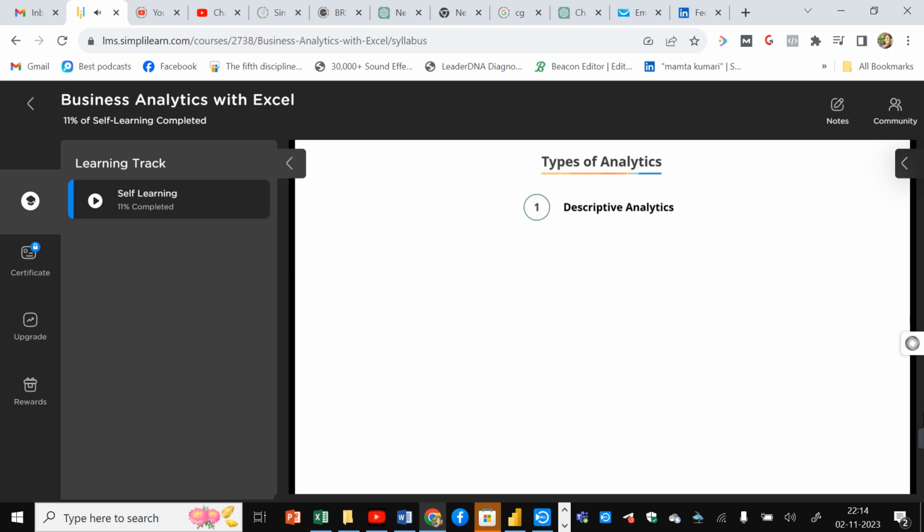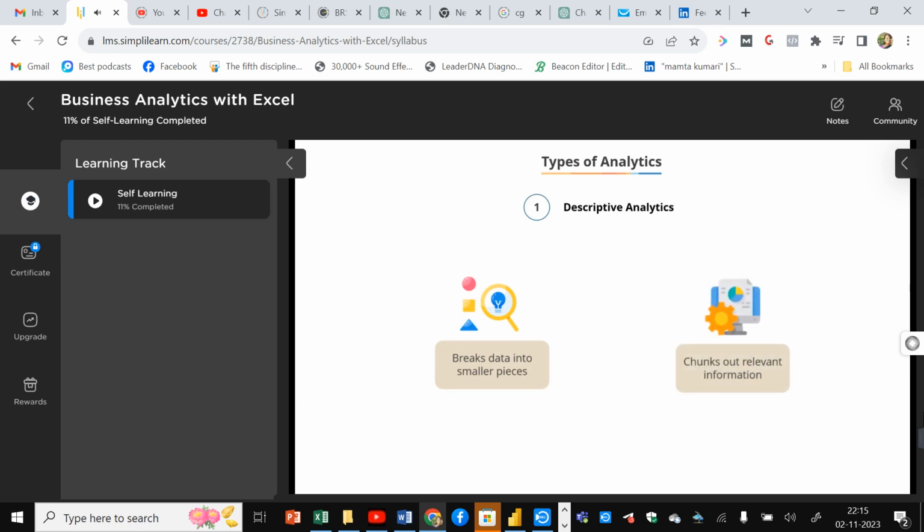The first one on the list is descriptive analytics. This is known as the simplest class of analytics. This type of analytics allows us to break a big chunk of data into smaller pieces, chunking out relevant information from the data, or a brief synopsis of what has happened.